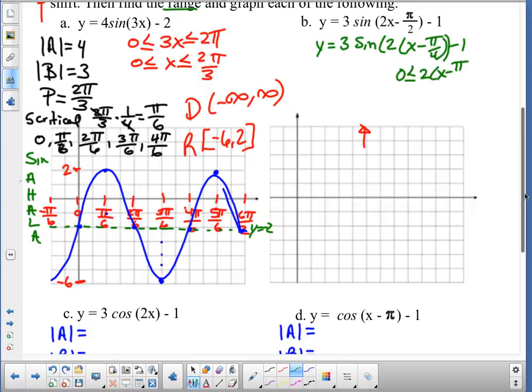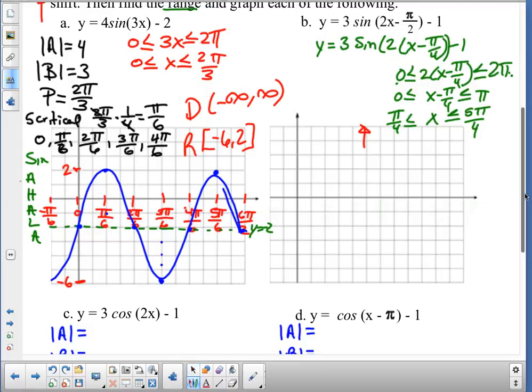0 less than or equal to 2x minus pi over 2 less than 2 pi. Remember, this is the general length of our function for a sinusoid, sine and cosine. And I'm just going to solve for x. So I'm going to divide by 2, 0 less than or equal to x minus pi over 4 less than or equal to pi. Now I'm going to add pi over 4 to all sides. So adding pi over 4 to all sides gives me 5 pi over 4 over here. So I'm going to start at pi over 4 and go to 5 pi over 4. And I just found out my period's 1 pi big.